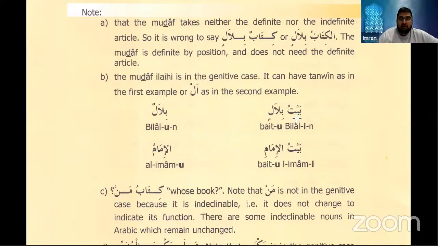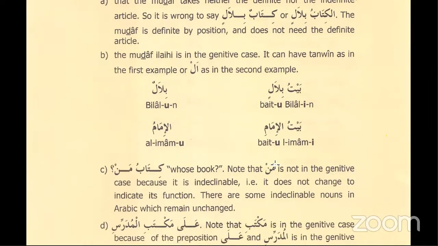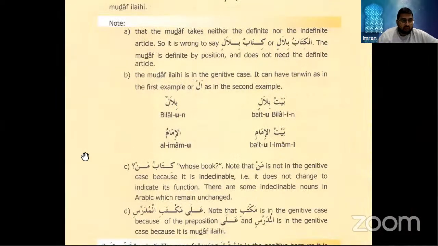So the second part, Baytu Bilalin is correct, or Baytul Imami. In Imami, the mudaf ilayhi has Alif Lam. That's correct, okay? So you can say the Imam's house or Bilal's house. So the second noun can come with Alif Lam, not the first noun itself. Okay. Right, thank you.